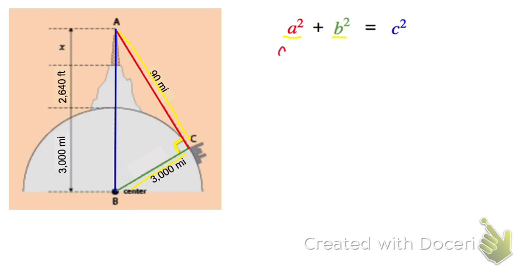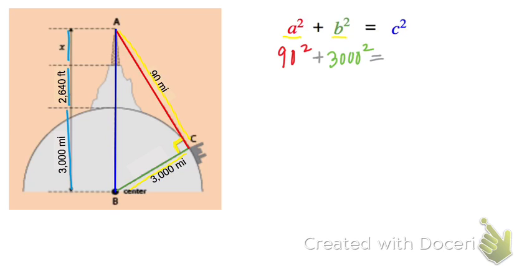So A is 90 and B is 3,000. C is a little bit more complicated. If you notice, C is made up of three pieces. It's made of this, this, and this, added together to be the length of that blue line. I noticed that one of those pieces is in miles, the other is in feet. So you can't just combine those together. You have to convert them so they're in the same measure.